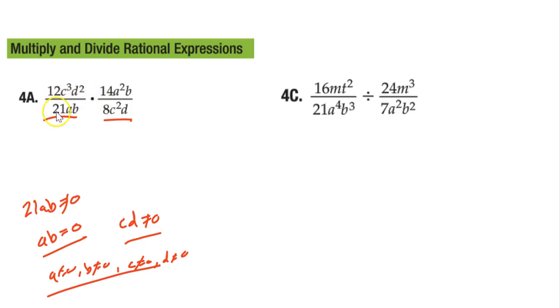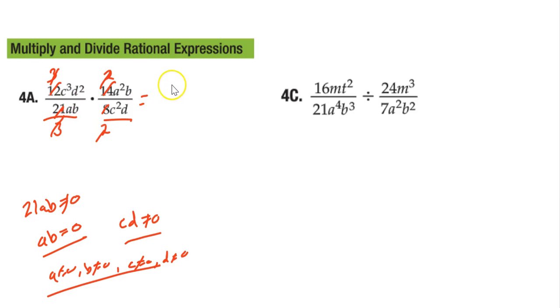So let's multiply these. To make it easier on myself with the numbers, I'm going to cross reduce, right? So 20 and 14, I can divide them both by 7. So 7 goes into 14 2 times, 7 goes into 21 3 times. 12 and 8, I'm going to divide them by 4. 4 goes into 8 2 times, 4 goes into 12 3 times. Hey, then look, they reduce even more. 3 and 3, 2 and 2. So all the numbers are gone. They all reduced out. Now I'm left with this.